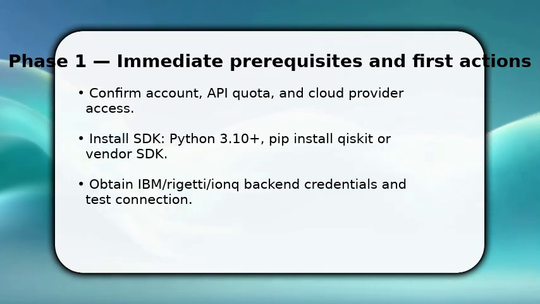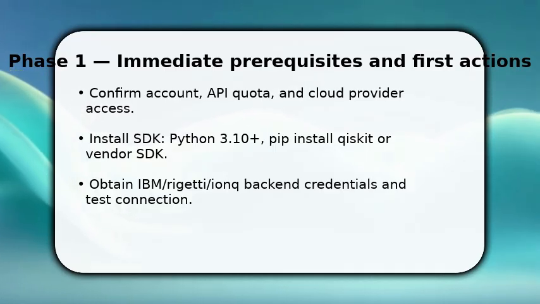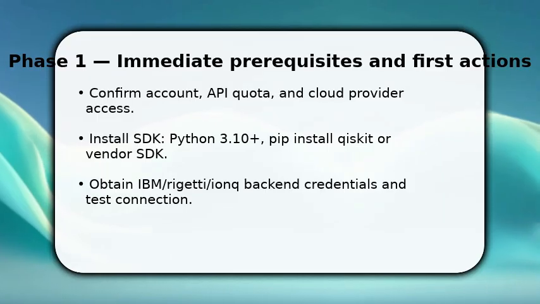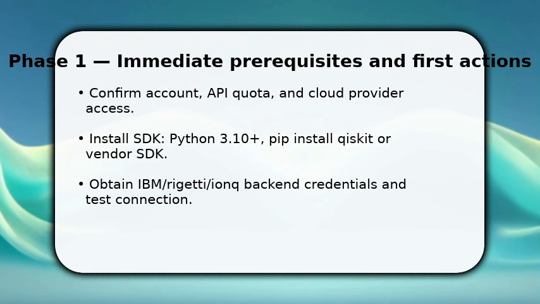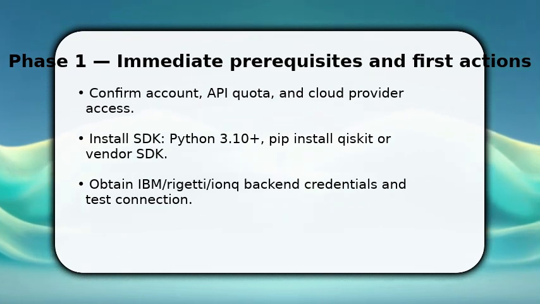Next, configure credentials and run a simple connectivity test. This verifies latency and permissions. Once done, load the SDK in a small script, list available backends, and pick a simulator to validate your toolchain before moving to real hardware.